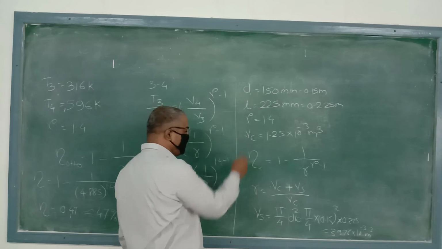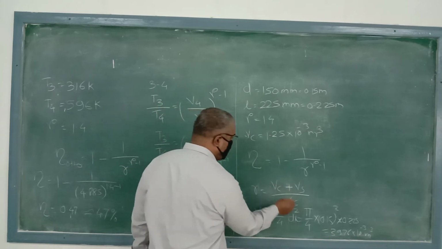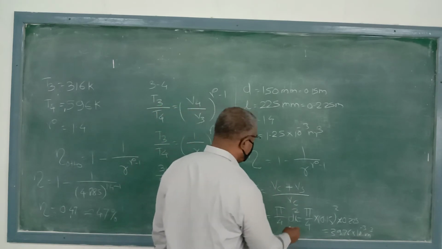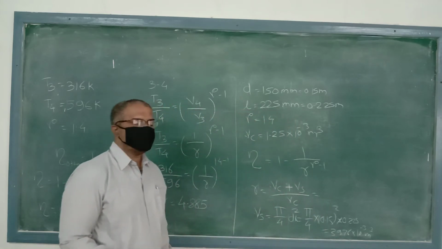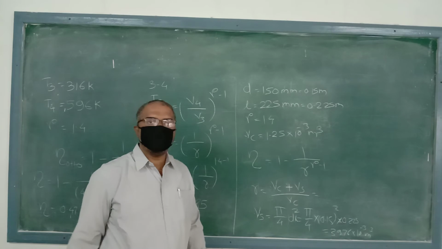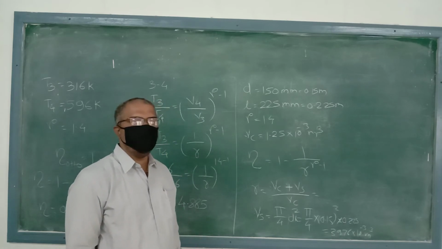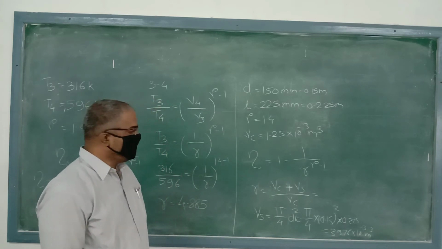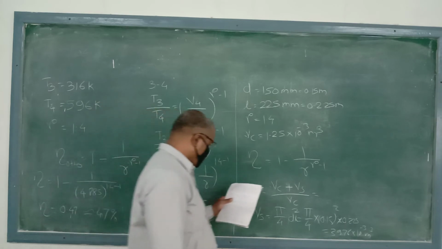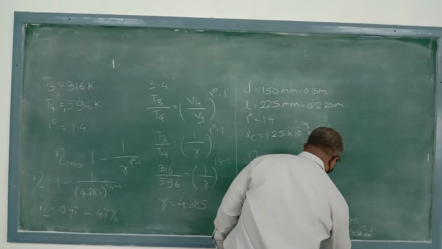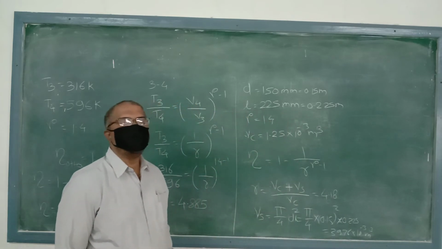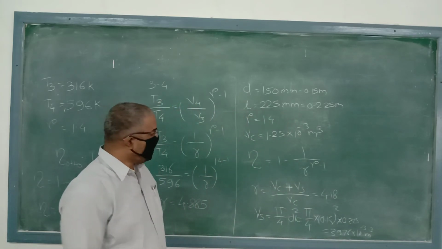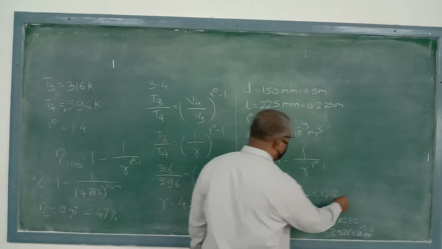Clearance volume they have given. Now we know both the volumes, so we can substitute here in this formula. Compression ratio is equal to clearance volume plus shaft volume upon clearance volume. So after substitution, we got the value of compression ratio is 4.18.